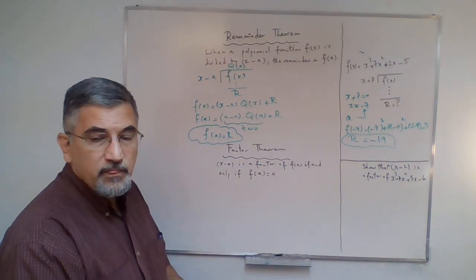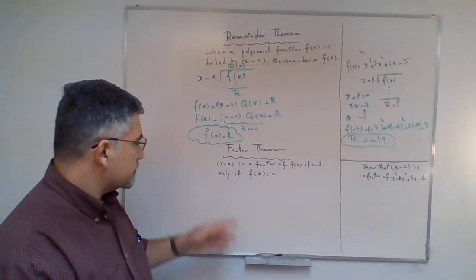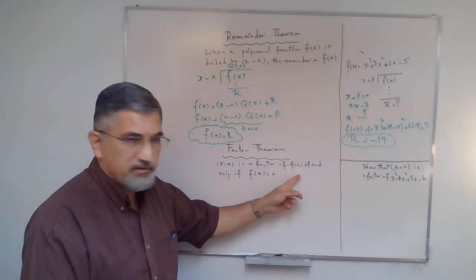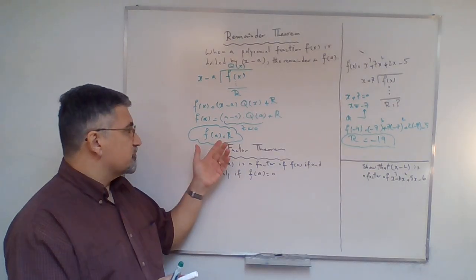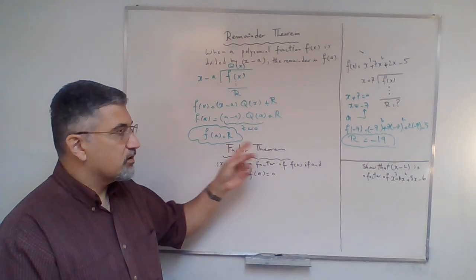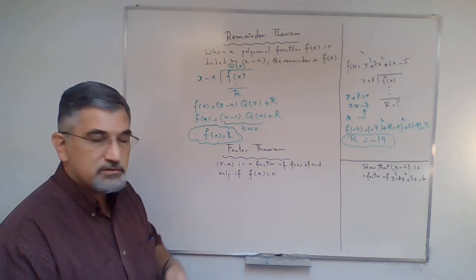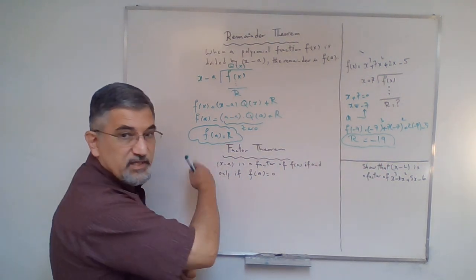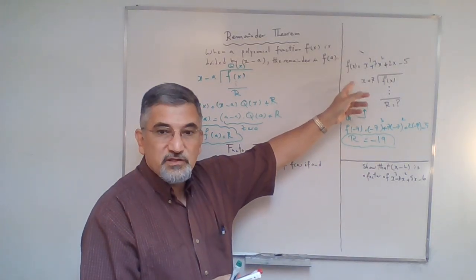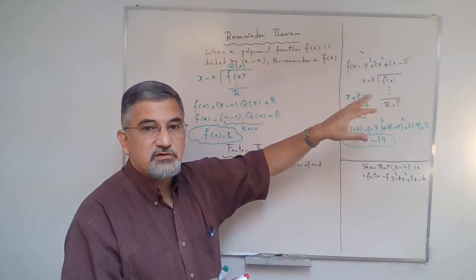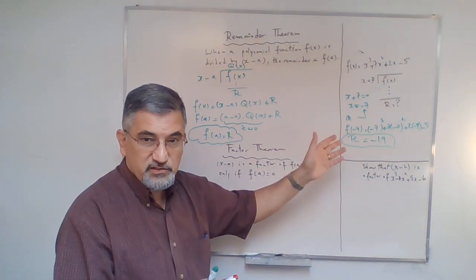Now, the factor theorem is a special case of the remainder theorem, believe it or not. It says x minus a is a factor of f of x if and only if f at a is 0. So imagine here we're saying that the remainder is like r, in this case negative 19. Now imagine if this remainder is 0, what happens? If the remainder is 0, f at a is 0, and when the remainder is 0, it means that the divisor is definitely a factor of the dividend. In other words, the dividend is divisible by the divisor.